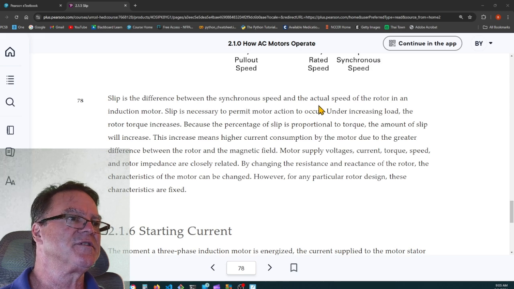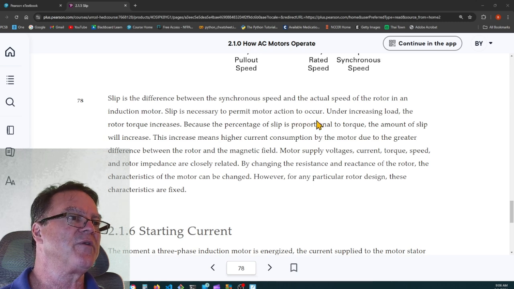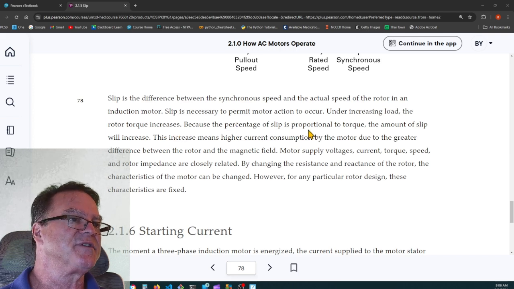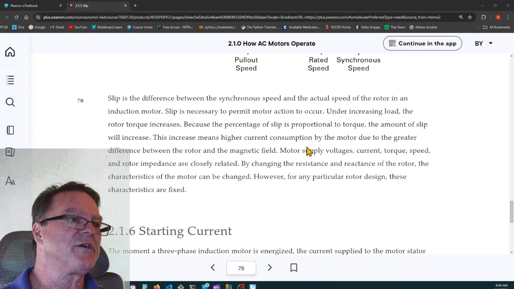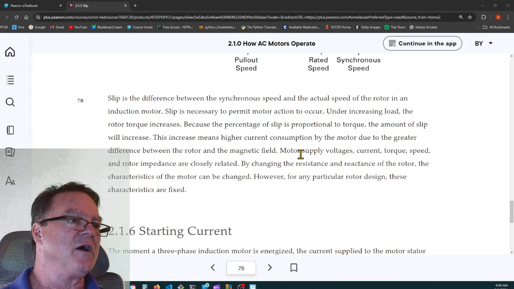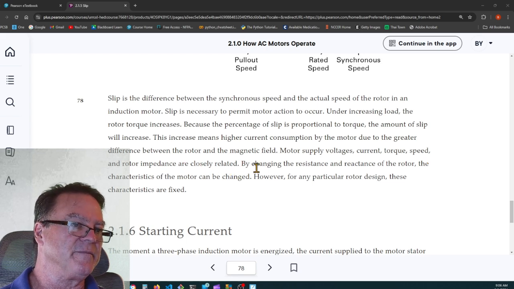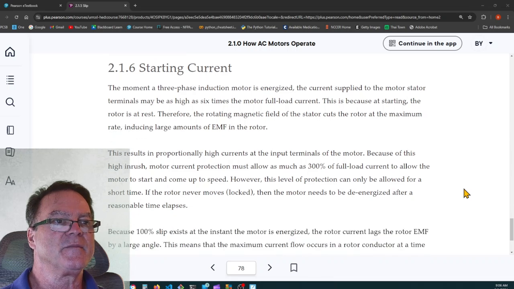Slip is the difference between the synchronous speed and the actual speed of the rotor in an induction motor. Slip is necessary to permit the motor action to occur. Under increasing load, the rotor torque increases. Because the percentage of slip is proportional to the torque, the amount of slip will increase. This increase means higher current consumption by the motor due to the greater difference between the rotor and the magnetic field. Motor supply voltages, current, torque, speed, and rotor impedance are closely related. By changing the resistance and reactance of the motor, the characteristics of the motor can be changed. However, for any particular rotor design, the characteristics are fixed.